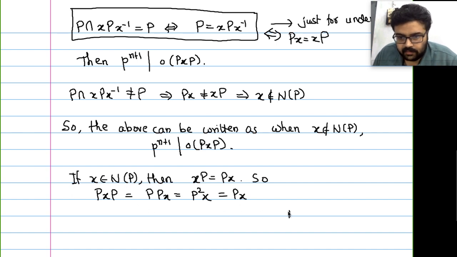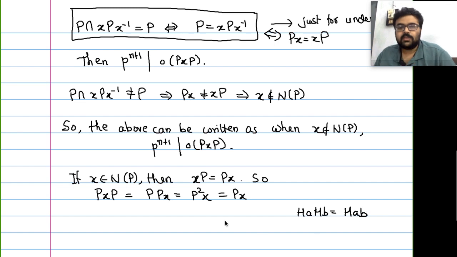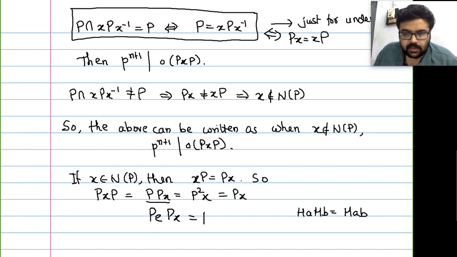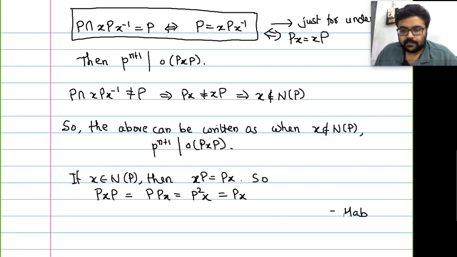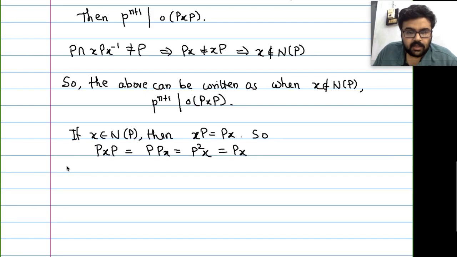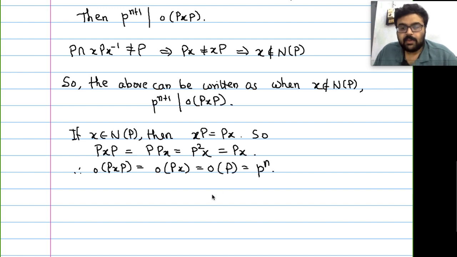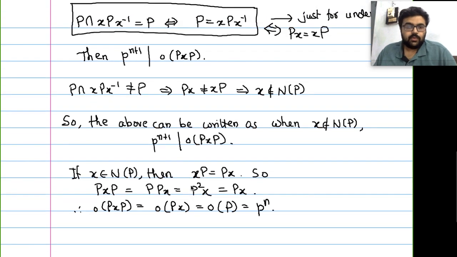What is this? We know that H is a subgroup. We know this. HA, HB, this we write as HAB. Right, so what is this? P is nothing but Pe, Px. So this is nothing but Pex, identity, which is nothing but Px. Right, so PxP is nothing but Px. So the order of PxP, in that case, will be what? It is the same as the order of Px, but the order of Px is the same as the order of P, which is nothing but p power n. Right, so now we have two cases.